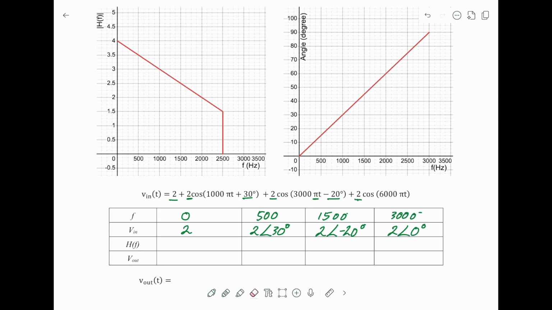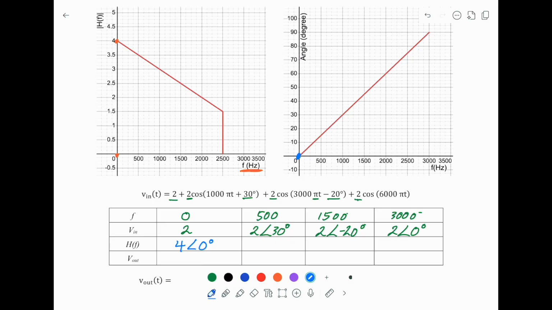Next, we look at each frequency here and see how the transfer function will alter or modify the amplitude and the phase. So we look at 0. At 0 frequency, the transfer function for the amplitude is 4. So we can write this one as 4. If this is 1, it multiplies 4. How about the phase? The phase here is 0 degrees. It doesn't change the phase.